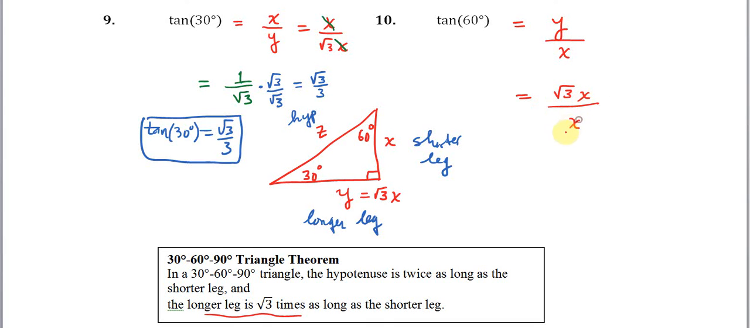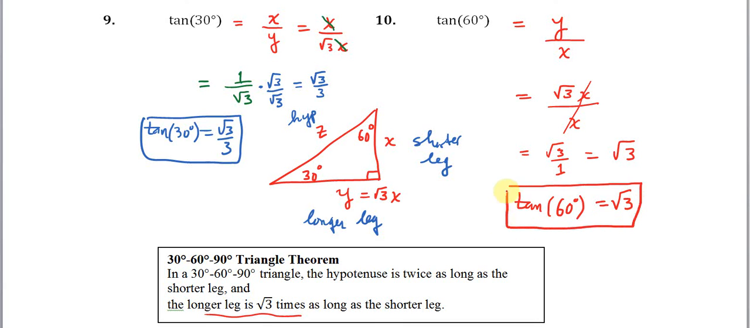We still have X in the denominator, and the X is canceled out. And what we have here is the square root of 3 over 1, which is just the same thing as the square root of 3. So we can say and conclude definitively that the tangent of 60 degrees is equal to the square root of 3. Okay. Now in a calculator that will give you some crazy messy looking decimals.